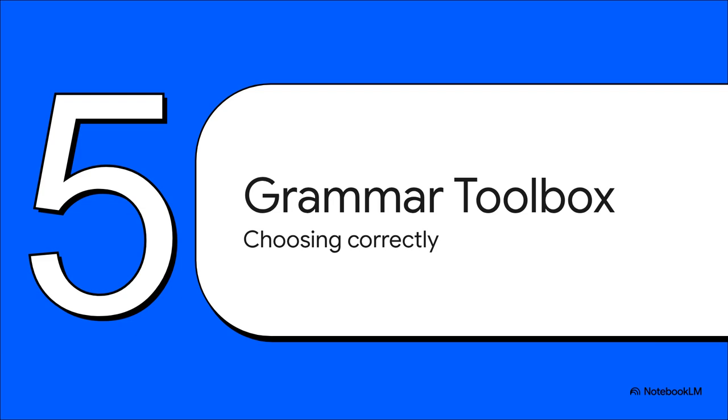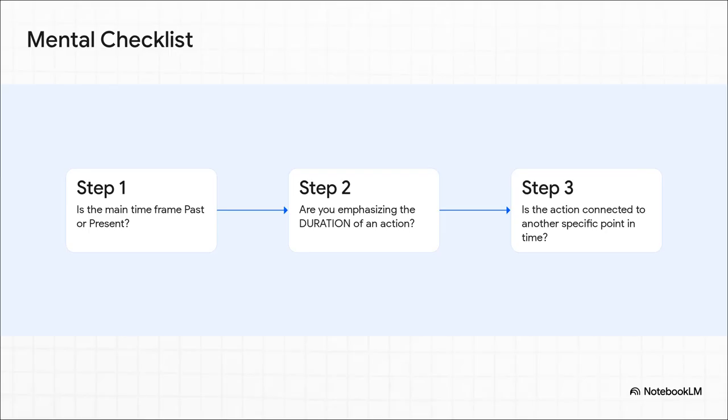So all this theory is great, right? But how do you actually use this in a real conversation without having to pause for 5 minutes to think about it? Well, I've got you. Here is a super simple mental checklist you can run through in seconds. That is it. Just ask yourself these 3 quick questions.